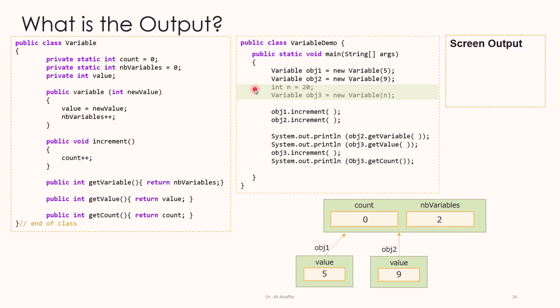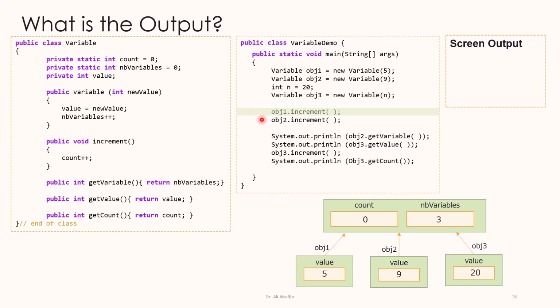The next statement also creates an object, but this time the input parameter to the constructor is equal to 20. So therefore, we will draw another object by a box, and we write the instance variable inside it equal to 20 because the input parameter to the constructor was 20. At the same time, you update the value of NB variables to 3 because when you created the object, its constructor updated NB variables. Now this is the state of the three objects, and now simply you can trace your program by following their corresponding methods.